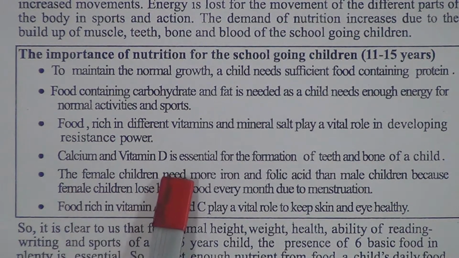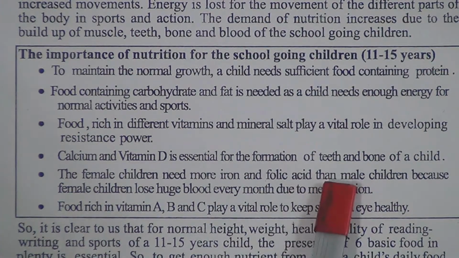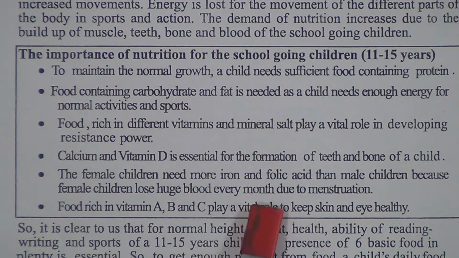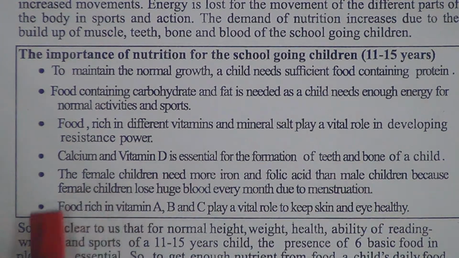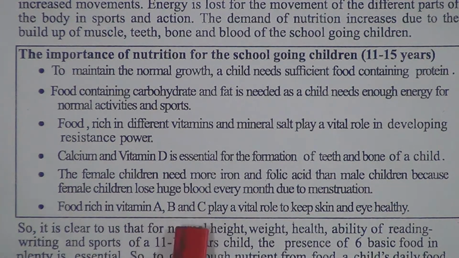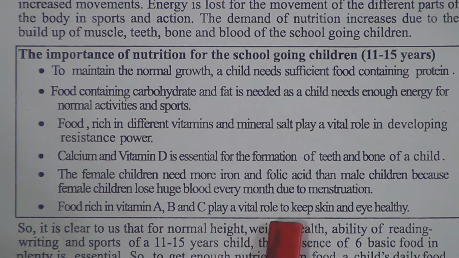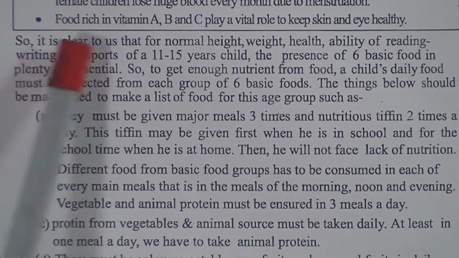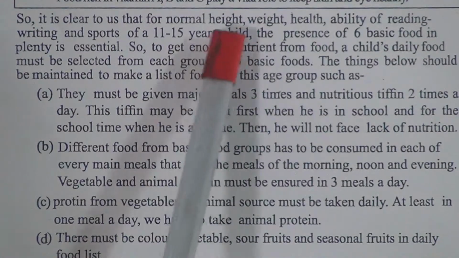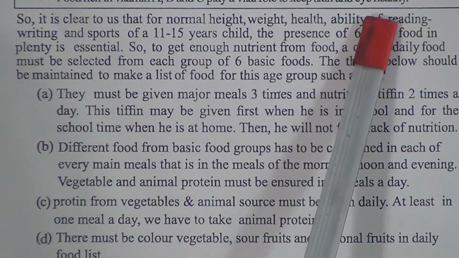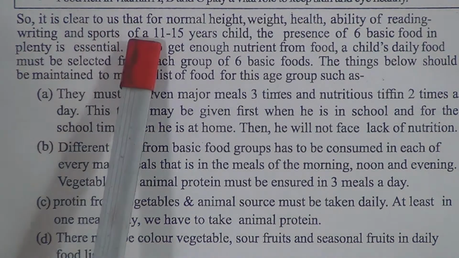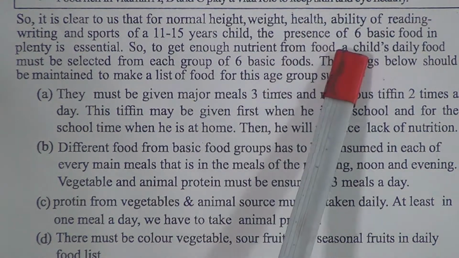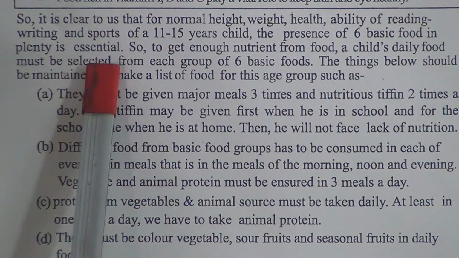The female children need more iron and folic acid than male children because female children lose huge blood every month due to menstruation. Food rich in vitamin A, B, and C play a vital role to keep skin and eye healthy. So it is clear to us that for normal height, weight, health, ability of reading, writing, and sports of a 11 to 15 years child, the presence of 6 basic food in plenty is essential.